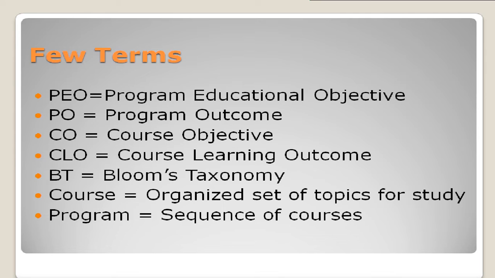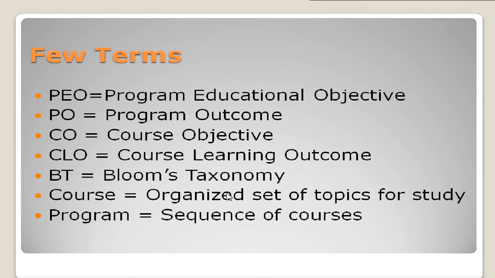These are some of the terms that we use commonly. PEO, Program Educational Objective. PO is Program Outcome. CO is Course Objective. CLO is Course Learning Outcome. Very many times they omit the word learning and call it course outcome. If you call it course outcome, you have CO, course objective here, and CO, course outcome here. It will be confusing what we mean.